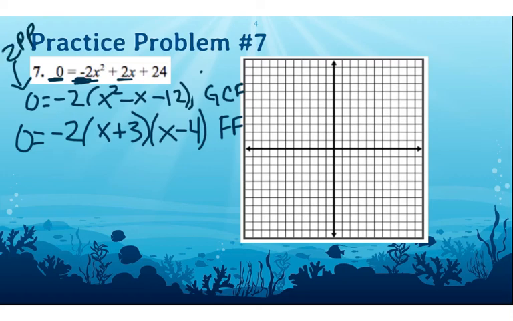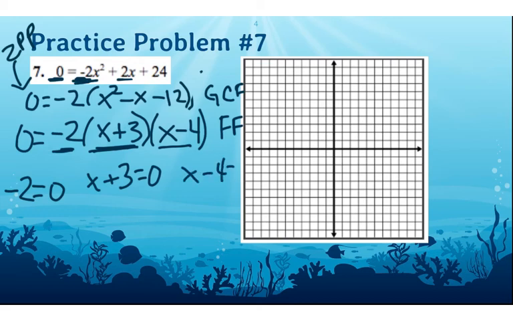ZPP. And that states that when you have all of your factors being multiplied to give you 0, you can set each factor equal to 0. So if it's in a parentheses, that's considered one unit, one factor. So my first factor here is negative 2. I can set that equal to 0. x plus 3 is my second. I can set that equal to 0. And x minus 4, I can set that equal to 0.